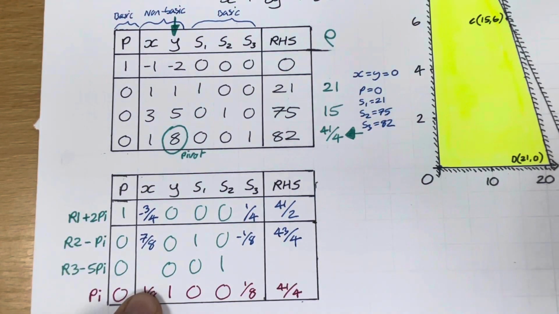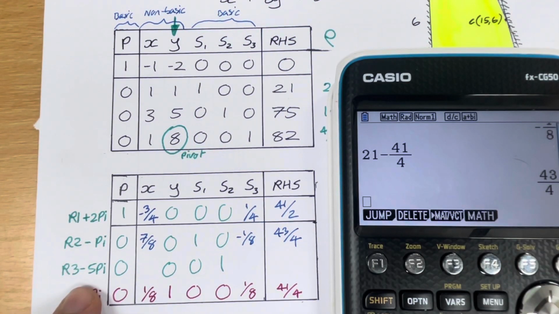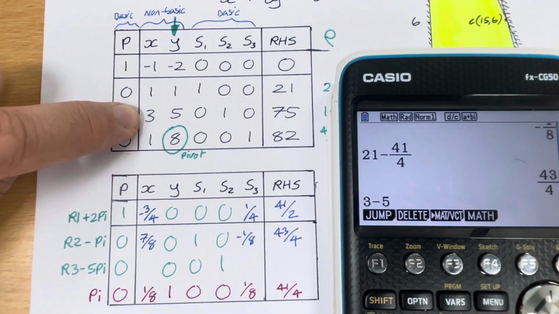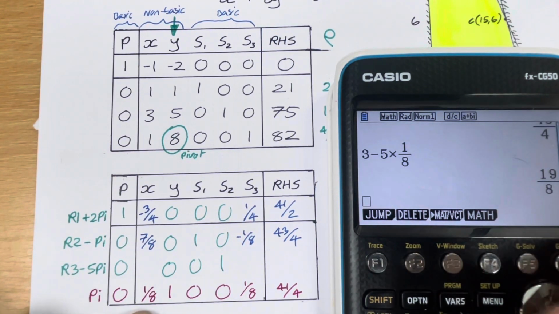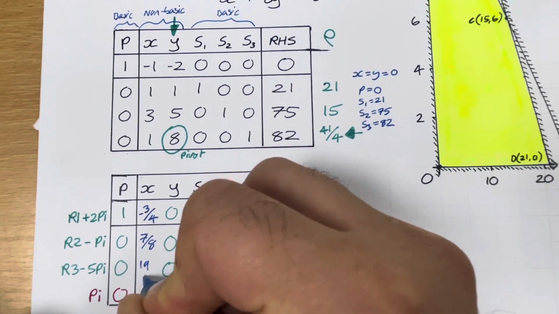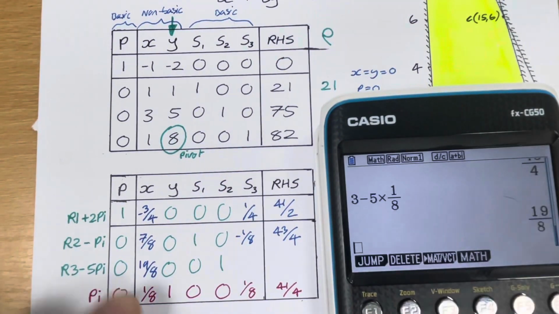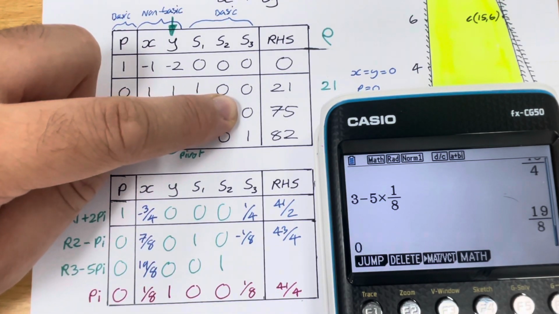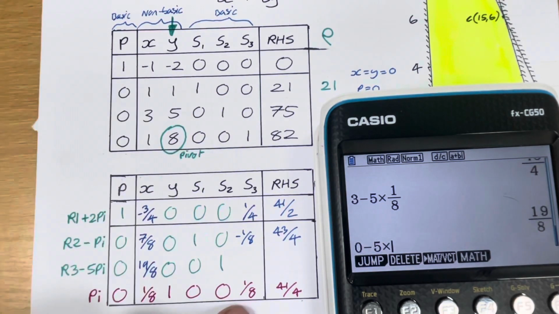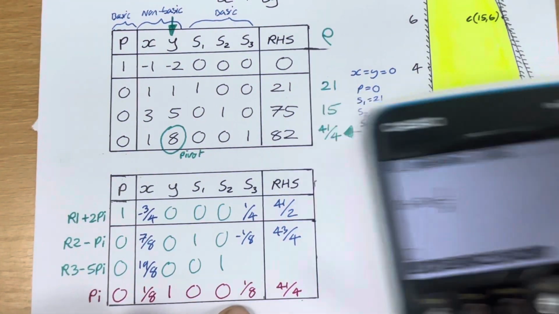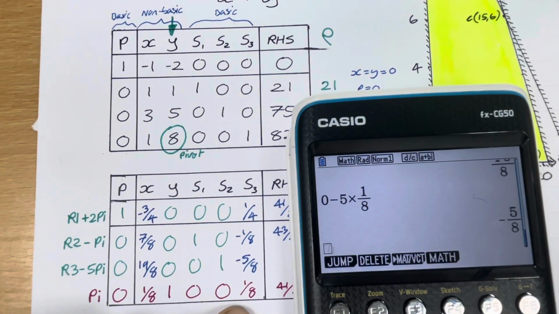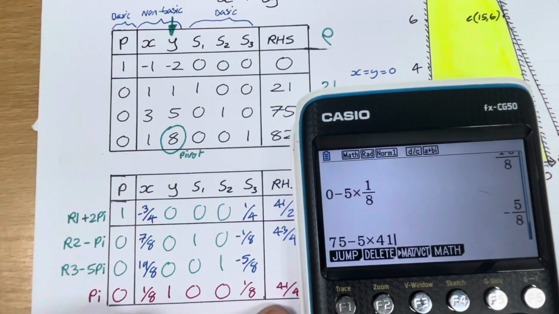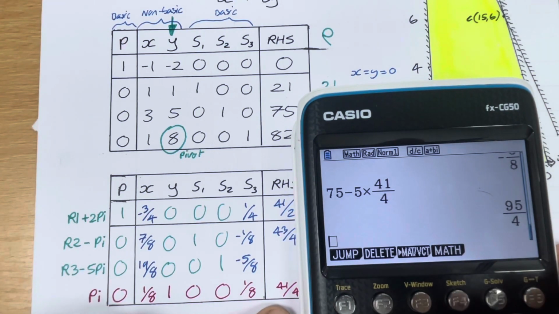And then finally this row here. So we're going to do the old row 3, subtract 5 times the pivot. So the old row was 3, subtract 5 times the pivot, but the pivot is 1/8. So that's 19/8. And then we do the same thing here. So we're going to get 0, subtract 5 times the pivot, which is 1/8. That's -5/8. And then finally, we're going to get 75 minus 5 times 41/4, which is 95/4.